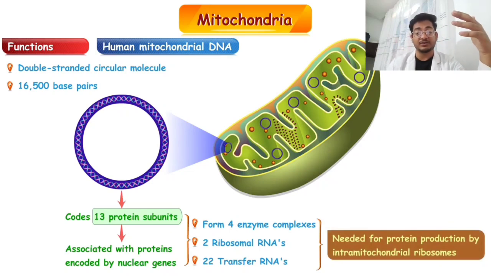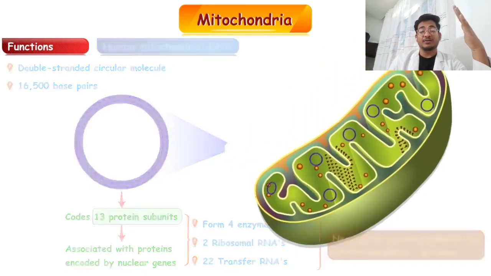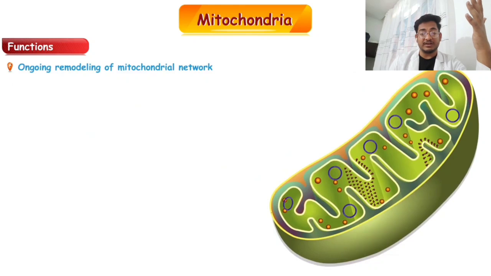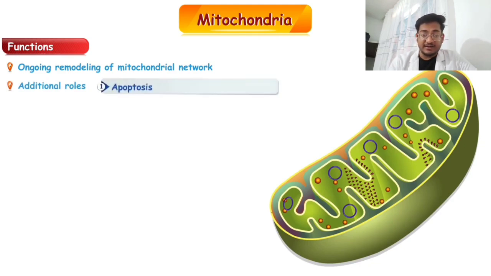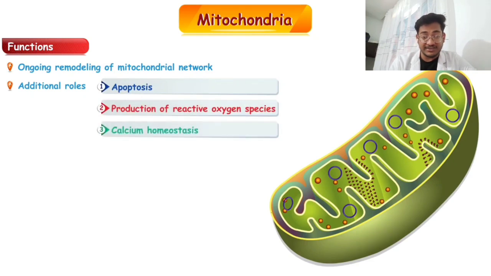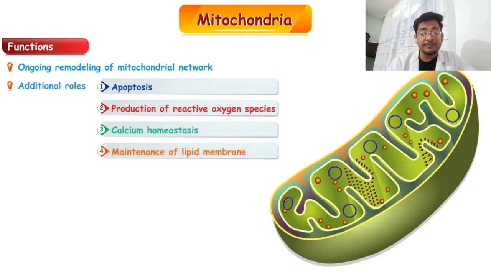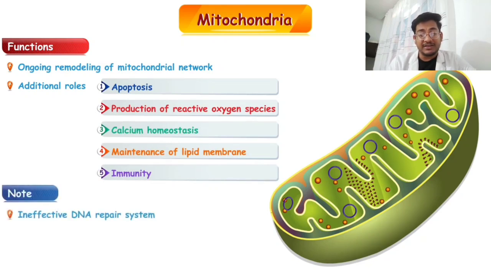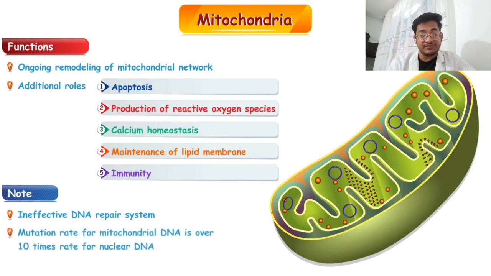The ongoing remodeling of the mitochondrial network is also a function of mitochondria. We see additional roles, that is apoptosis, production of reactive oxygen species, calcium homeostasis, maintenance of lipid membrane, and immunity. Mitochondria have an ineffective DNA repair system, and the mutation rate for mitochondrial DNA is over 10 times the rate for nuclear DNA.